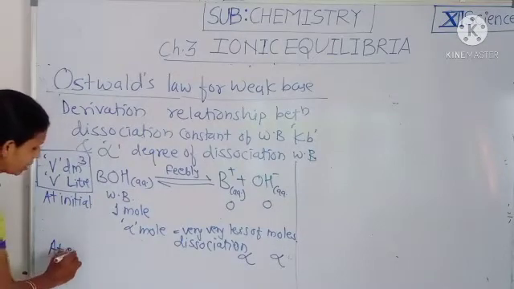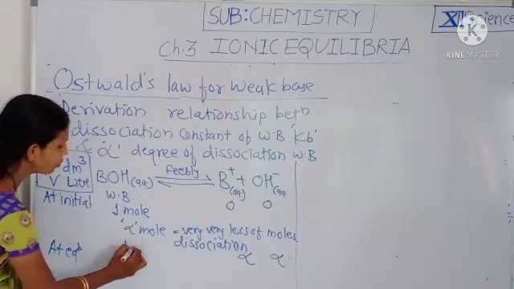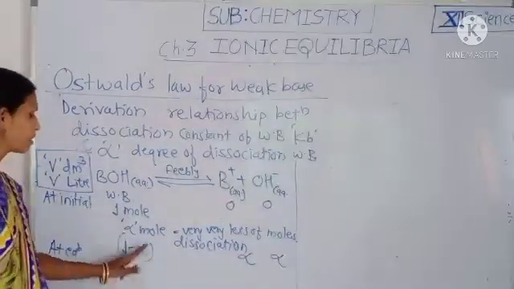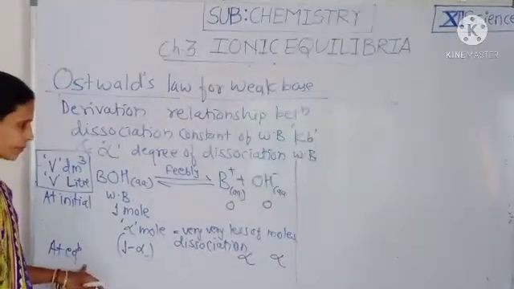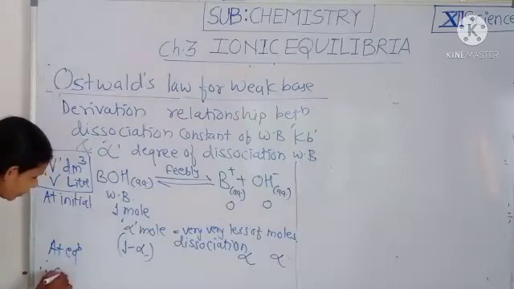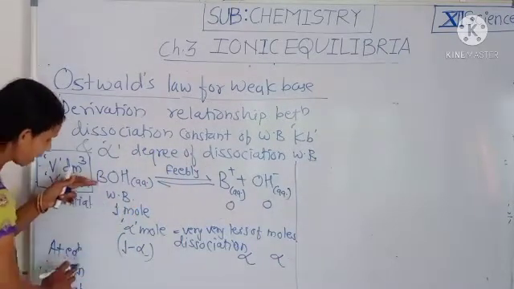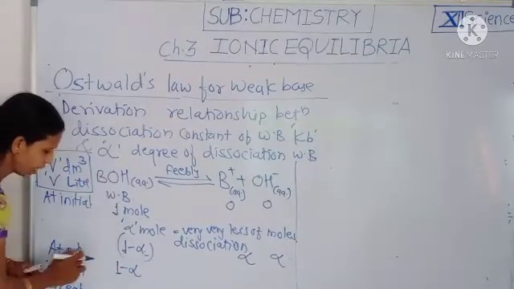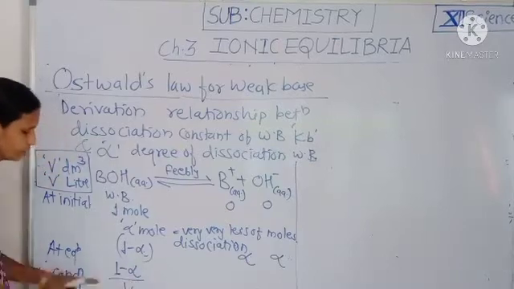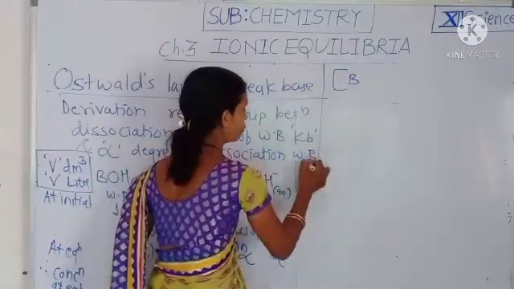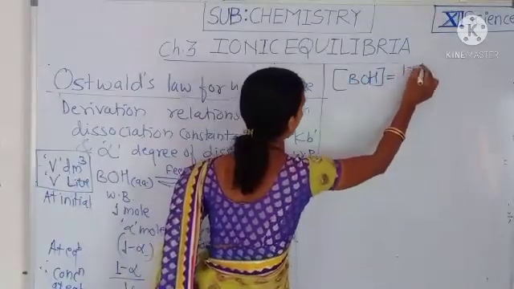Therefore at equilibrium the number of moles of weak base BOH is 1 minus alpha. Out of 1 mole, alpha moles undergo dissociation. Therefore 1 minus alpha moles remain in the solution at equilibrium, and alpha moles of B plus and alpha moles of OH minus ions are formed. Therefore we can calculate the concentration at equilibrium of each species. At equilibrium, 1 minus alpha moles of BOH are present in V dm cube of solution. Therefore, the concentration of BOH is 1 minus alpha upon V.